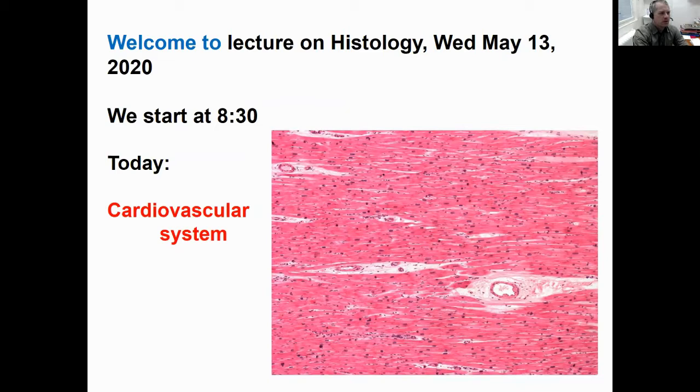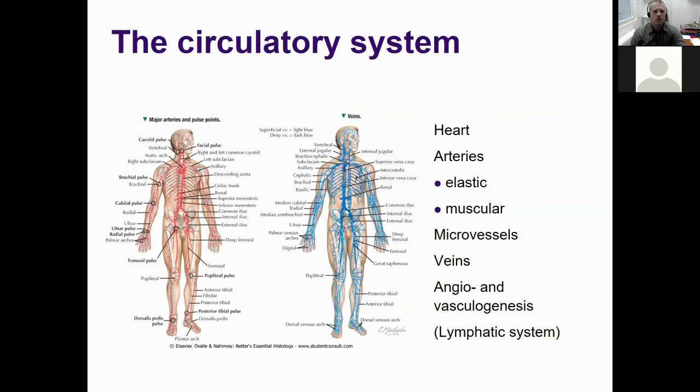Okay, that's great. So today we talk about the cardiovascular system, and I hope you will find this very useful, because blood vessels are in all organs of the human body, and we could say without exaggerating that the health status and the condition of our tissues and organs strongly depends on the quality of the blood supply. So we go to the topic.